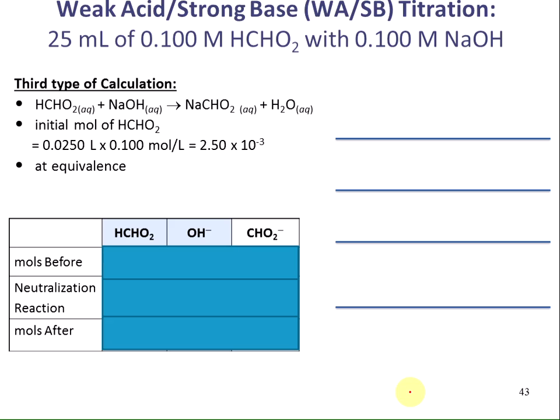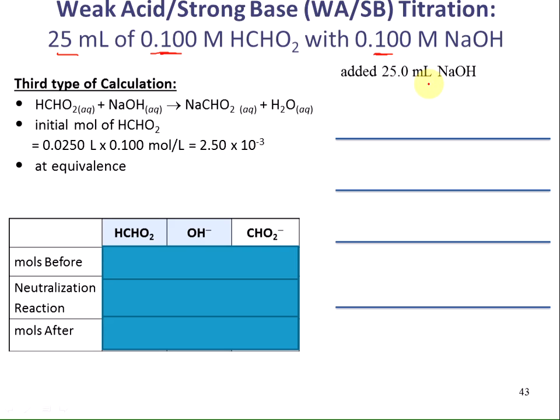Our third type of calculation is at the equivalence point. So remember, we're still neutralizing the formic acid with the sodium hydroxide, and that's a one-way reaction. And at the equivalence point, because the molarities of the sodium hydroxide and the formic acid are the same, the volumes added will be the same. So at the equivalence point, we will have added 25 mL of sodium hydroxide.